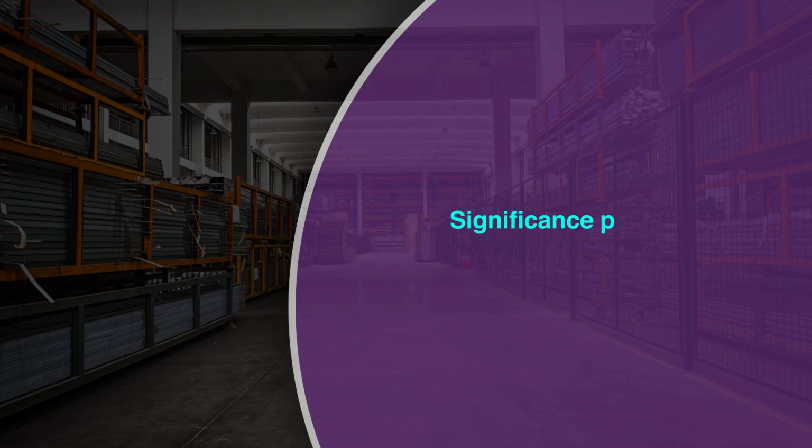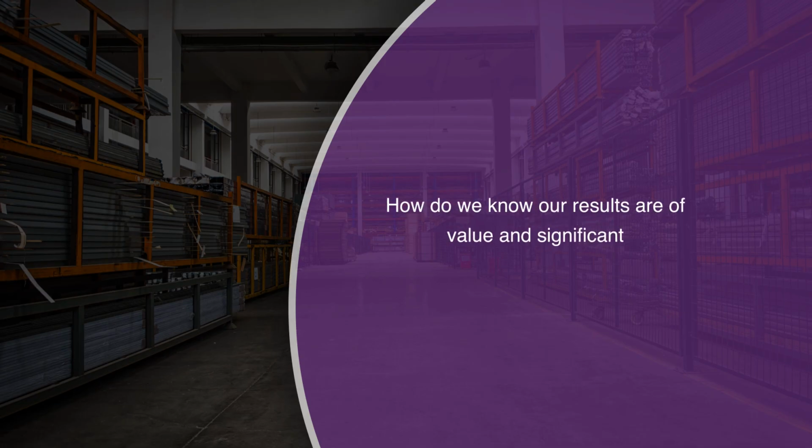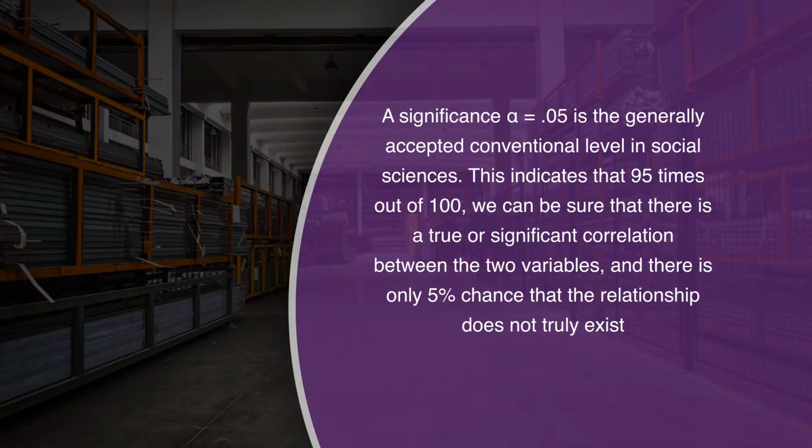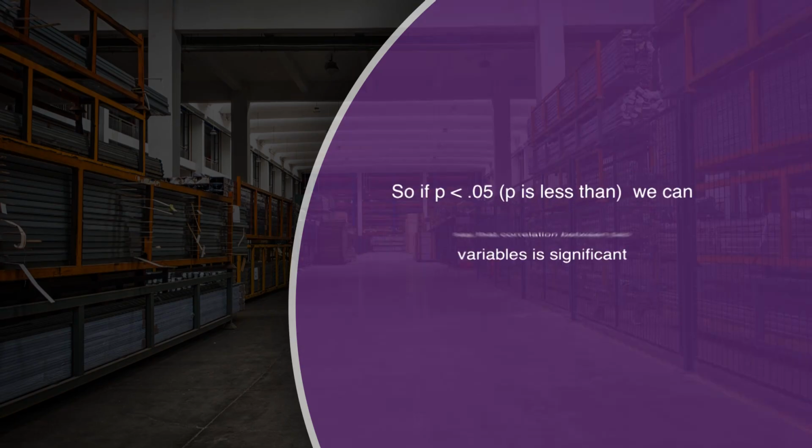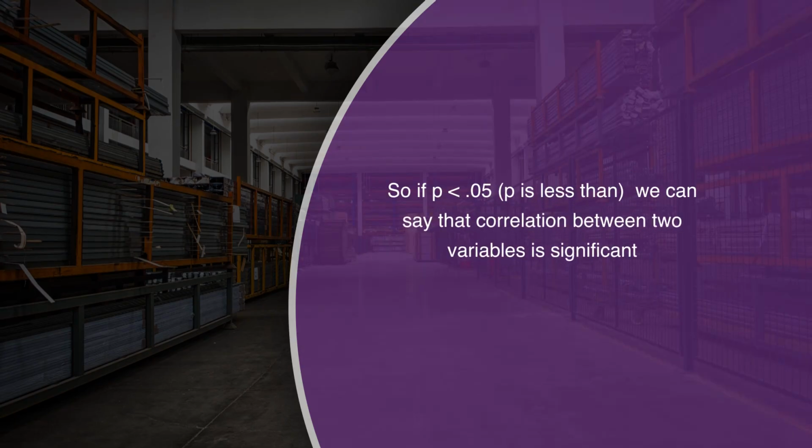So how do we know that there is a significant relationship, or what are the results of the value and significance? Significance is quoted with alpha, which is considered to be 0.05, a generally accepted conventional level in social science. This indicates that 95 times out of 100 we can be sure that there is a true or significant correlation between the two variables, and there is only a 5% chance that the relationship does not truly exist. So if p is less than 0.05, we can say that the correlation between the two variables is significant.